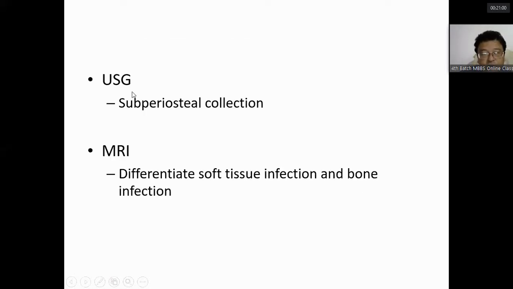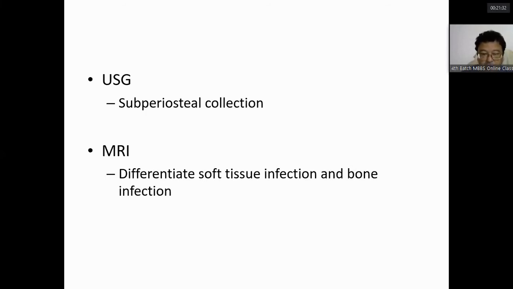So the other investigation is you can see the subperiosteal collection of pus in the ultrasound, but it's very difficult to detect. You need a really expert to do this. And the best investigation is MRI, which we can do in our setup, because it differentiates soft tissue infection from bone infection. So it clarifies whether the bone has been infected, pus has been formed in the bone, and the pus is percolating from bone to the soft tissue. So that is osteomyelitis.